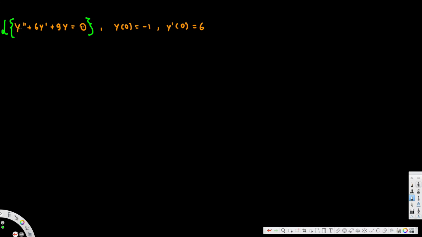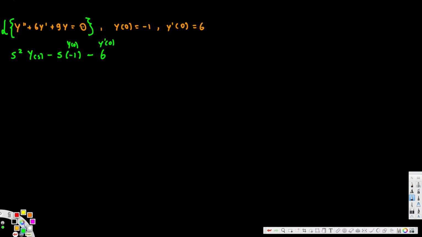Laplace transform of y double prime, when we have the second derivative, will end up like this. We will have s squared Y(s), and then minus s times the initial value, that is y(0). Instead of y(0), I directly put -1. And then after that we have y'(0), that is 6 in our case, minus y'(0), that is 6. This is the expansion of y double prime alone.